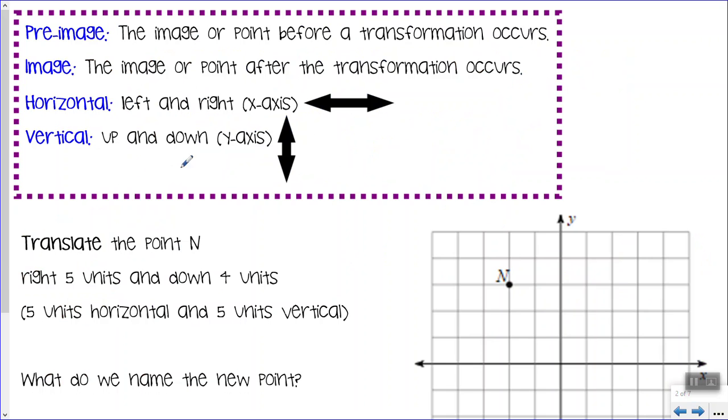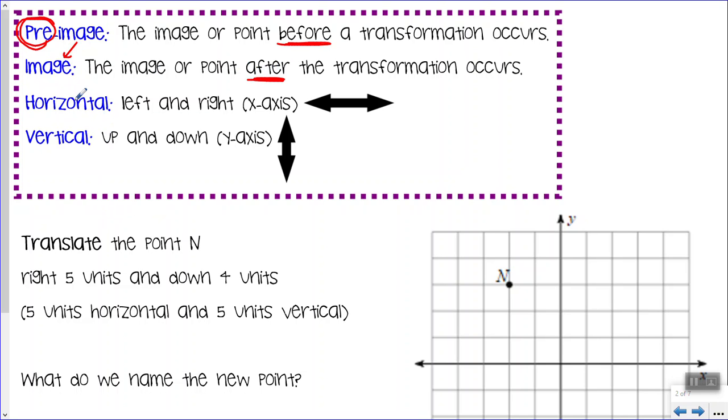Some important vocabulary that we want to know is right here. A pre-image is what we start with before we do a transformation. So pre there is our prefix for before we do the transformation. And then our image is what we end up with after the transformation. So it's an image of our original.